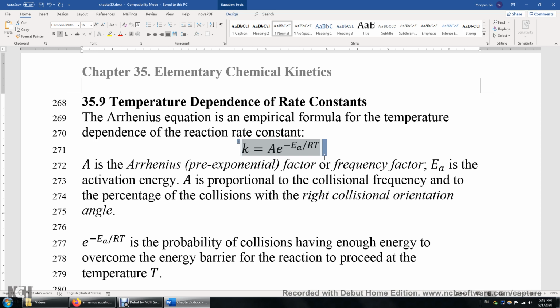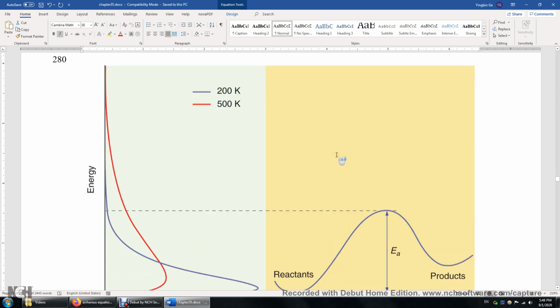So now let's get back to this Arrhenius equation. This A, again, is proportional to the collisional frequency and also to the percentage of the collisions with the right collisional angle. What about the exponential function? This exponential function tells us the percentage or the probability of the collisions that have enough energy to overcome the reaction barrier. Now let's look at a graph here.